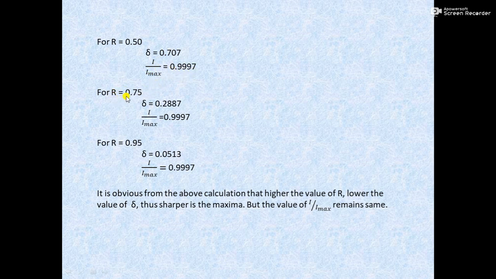Now, if we go on increasing like this, for r value 0.75, the δ value decreases again. For r value 0.95, that is, reflectivity is 95%, the δ value decreases to a low value, but the value of I/I max remains the same. So, it is obvious from the above calculation that the higher the value of r, the lower the value of δ. Thus, the sharper is the maxima, but the value of I/I max remains the same.